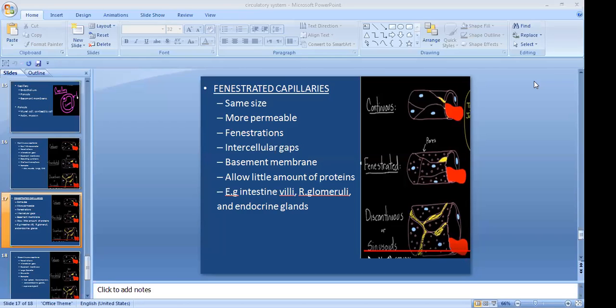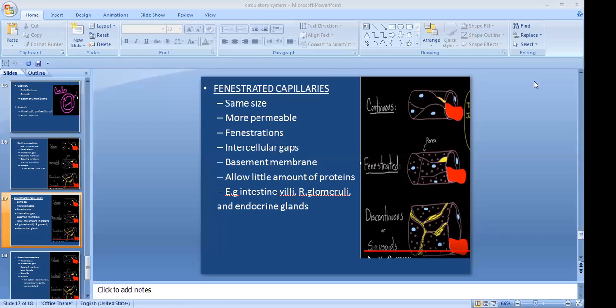Now, what happens in the fenestrated capillaries? In fenestrated capillaries, there are pores or fenestrations covered by the diaphragm. But for the rest, there are tight intercellular gaps and a continuous basement membrane. So they have the same characteristics as the continuous capillaries, just fenestrations are added in the cells of simple squamous epithelium.